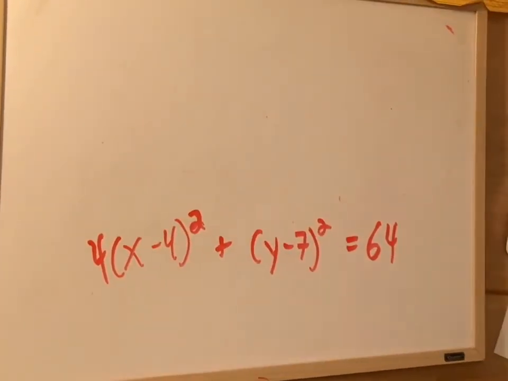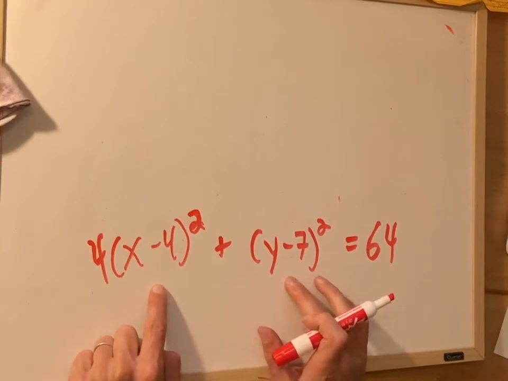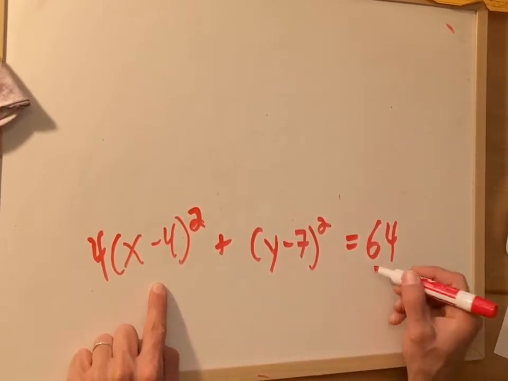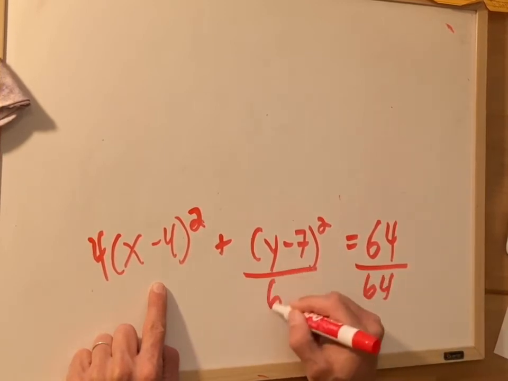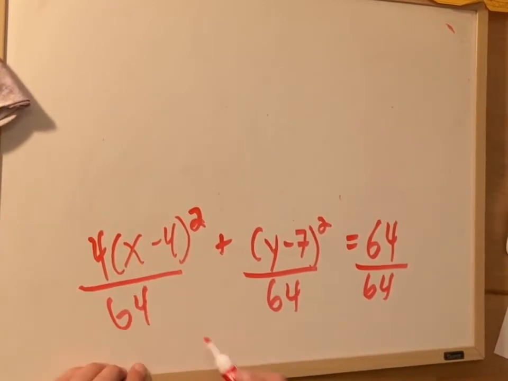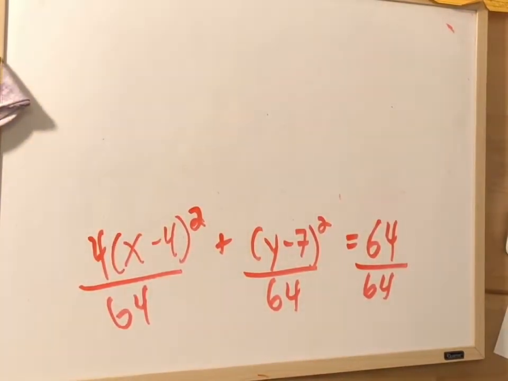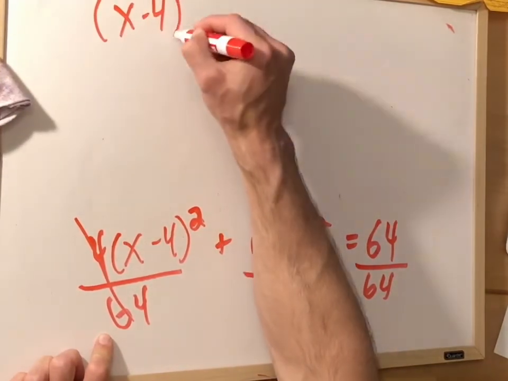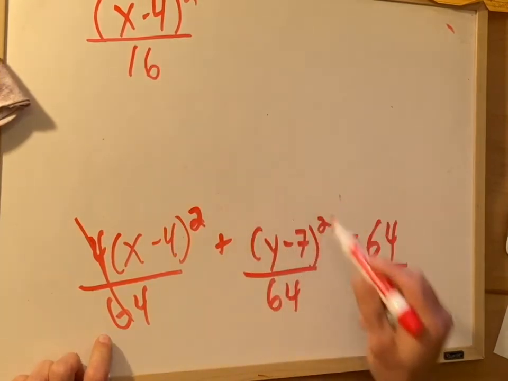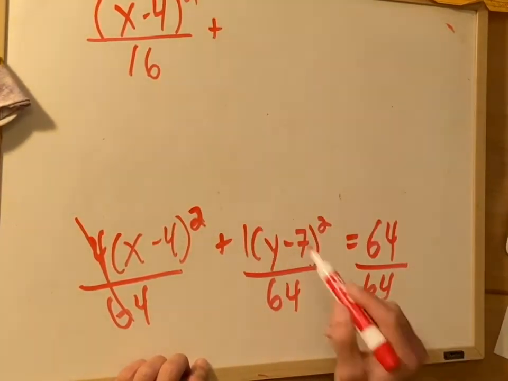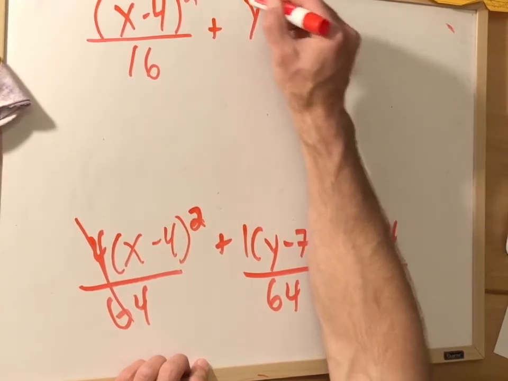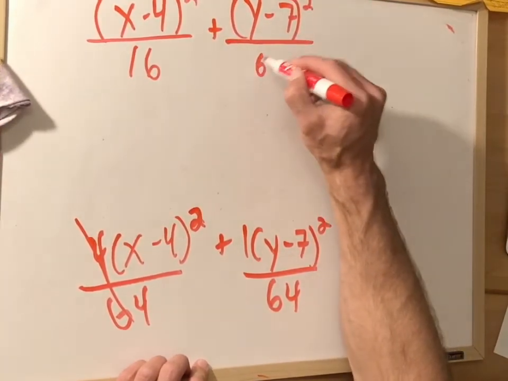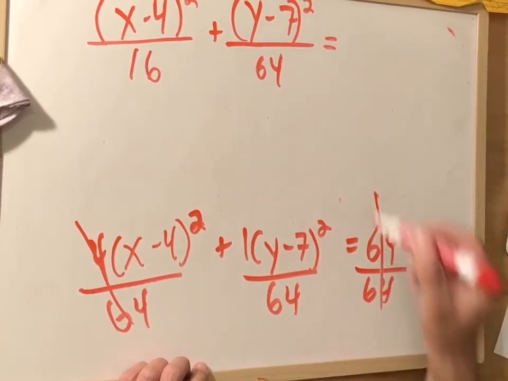Okay, so here I am. I factored. My very last step is divide this side by whatever this number is, 64. Divide this by 64. Divide this by 64. Now watch what happens. 64 divides by 4 16 times. X minus 4 squared over 16, and plus, technically there's a 1 in front, y minus 7 squared over 64 equals 64 divides by 64 once.